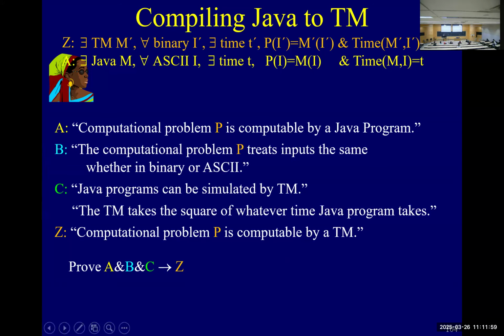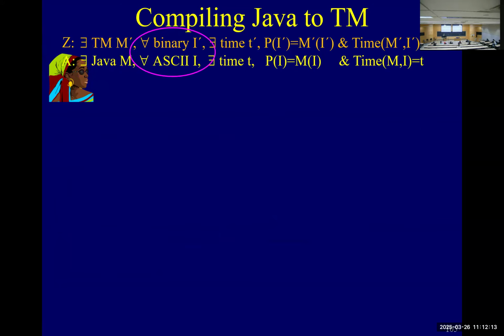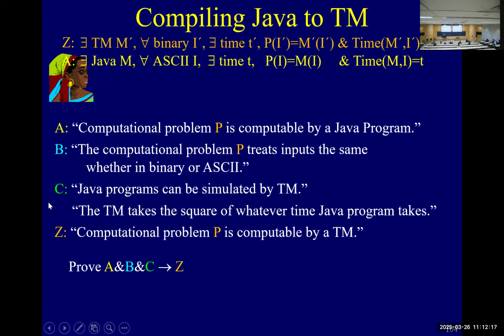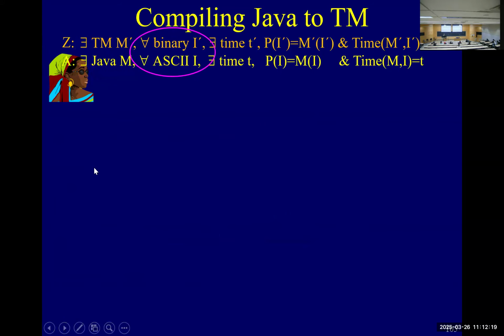So, and here we want to say computational problem P treats inputs that are in binary and ASCII the same. All right? We've got to write these very statements. We didn't write these down, but we're going to have to write those down. All right. So let's go here.